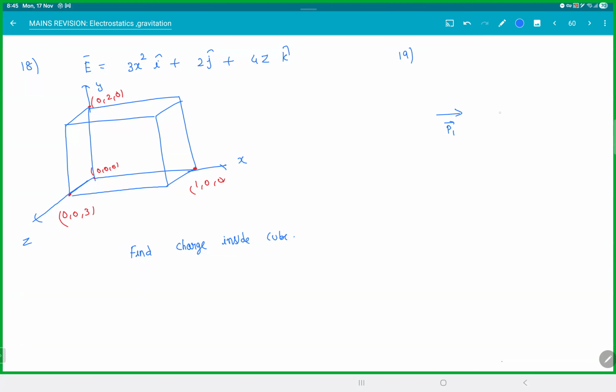We have a dipole P1, we have a dipole P2, and the distance is r. Let the mass be m and the other mass is 2m. Find the speeds when they separate to infinity. Last two.